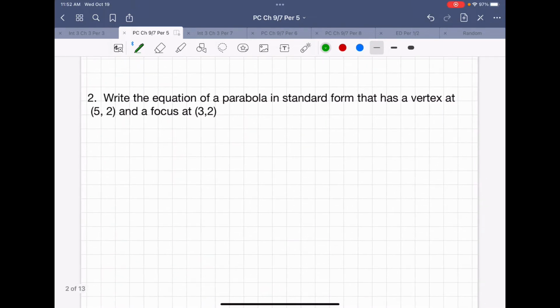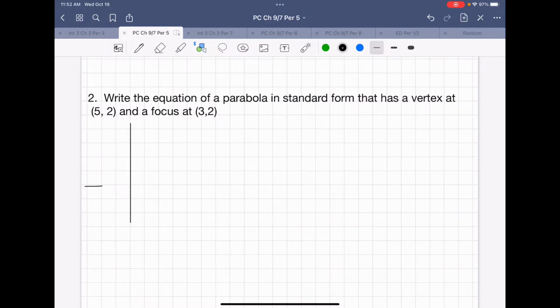Number 2, write the equation of a parabola in standard form that has a vertex at 5, 2 and a focus at 3, 2. My recommendation for this is that you always sketch what's happening here. So even sketch it to scale if necessary. We have 5, 2, 3, 2. It's all on the positive. It has a vertex at 5, 2. And then a focus at 3, 2.